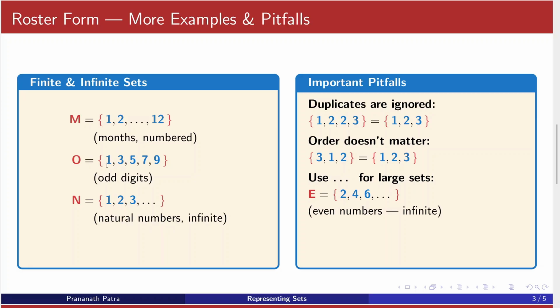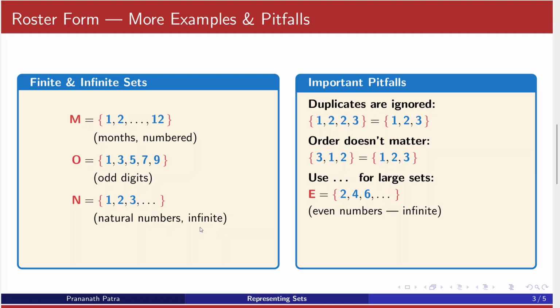Next is set O, which contains 1, 3, 5, 7, and 9. These are the odd single digits. This is another finite set, meaning it has an end. But what about set N? N contains 1, 2, 3, and then an ellipsis, but there is no ending number. This means the pattern continues forever. This is the set of natural numbers, and it is an infinite set.